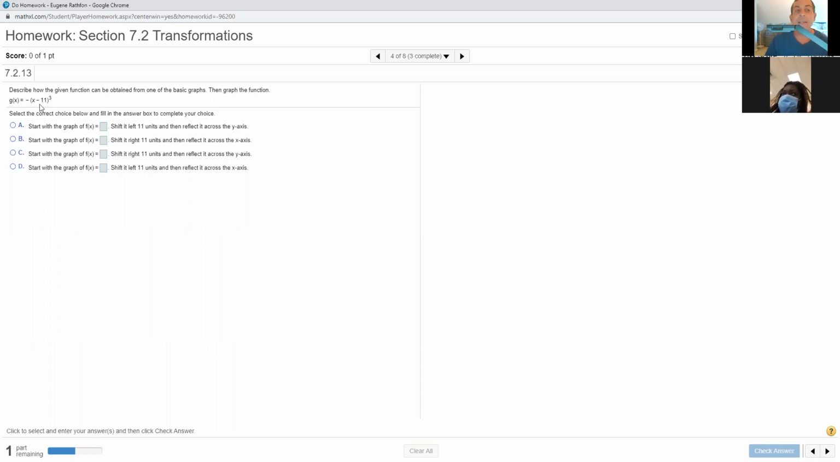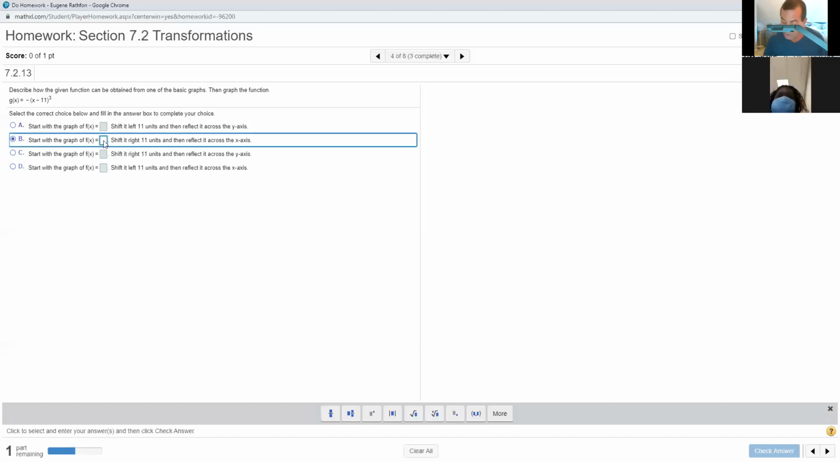And then this is inside parentheses with the x. So that's going to be horizontal. And we said if horizontal was negative, it was going to move me to the right. So I need to reflect across the x and move right 11. So that would be, looks like B.